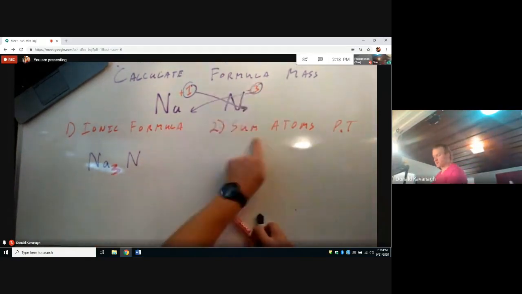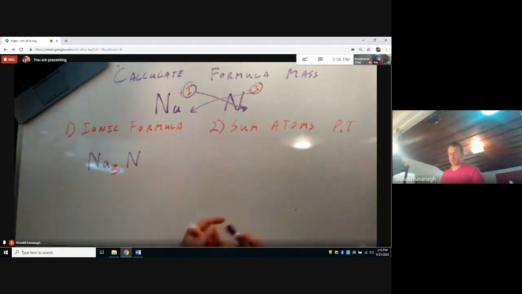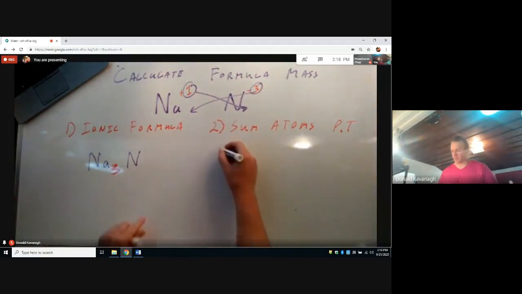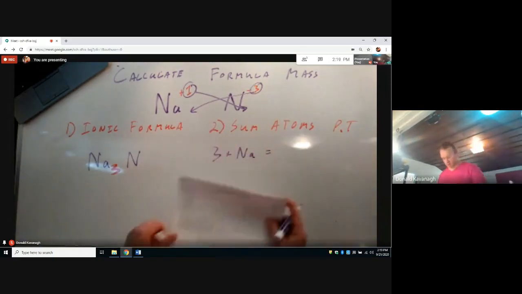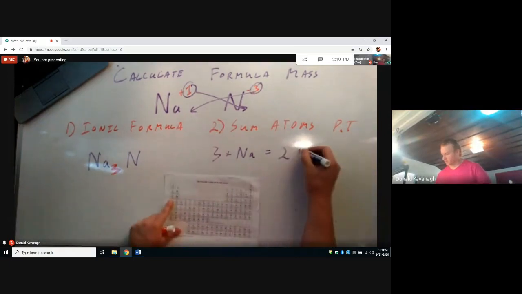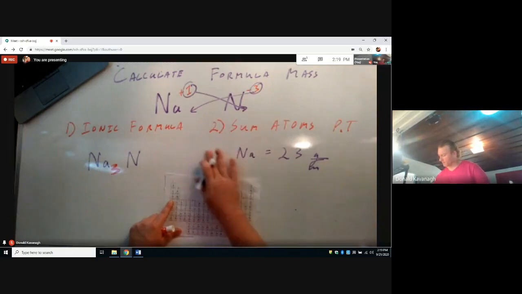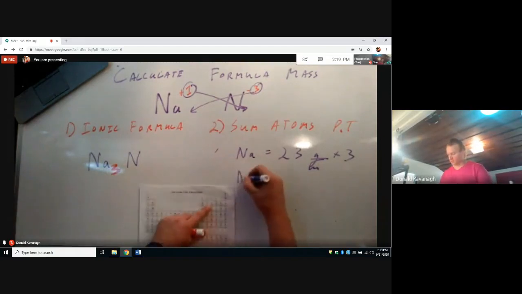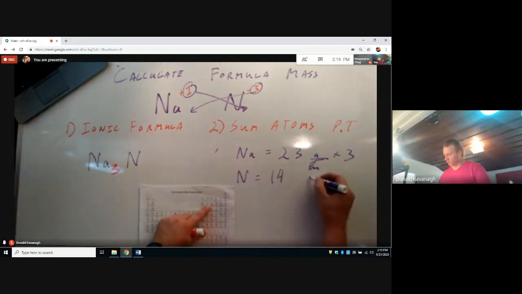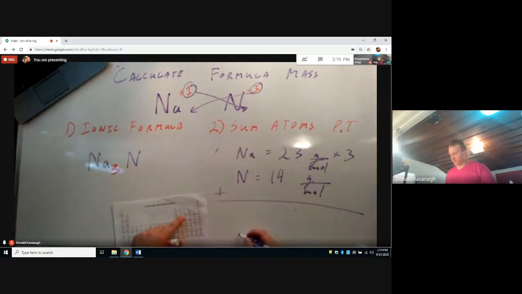The formula mass. We will sum the atomic masses off the periodic table. Sodium's atomic mass is about 23 grams per mole. I'm going to take that number and multiply it by 3 because there's 3 of them in there. Nitrogen is about 14 grams per mole, and there's only 1 of them. So multiply, add them all up, and that's the atomic mass in the units of grams per mole.